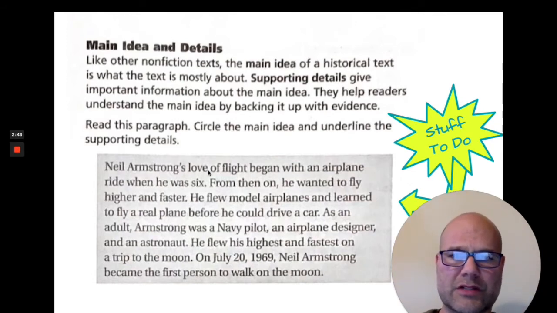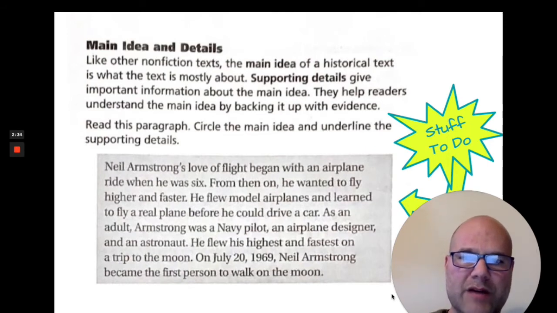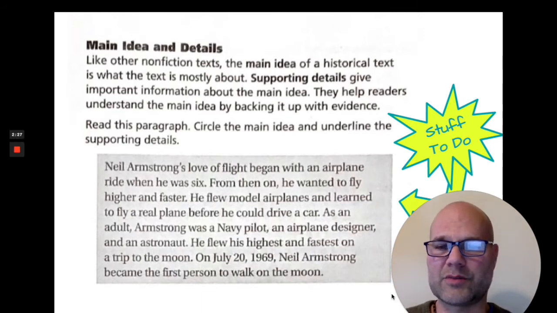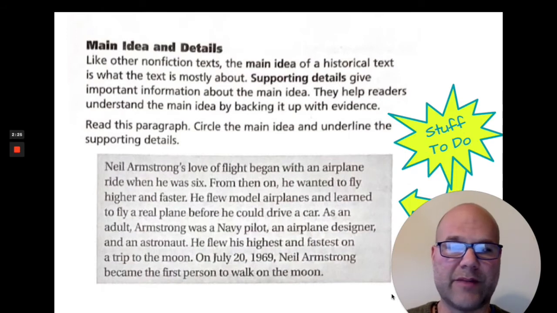Neil Armstrong's love of flight began with an airplane ride when he was 6. From then on, he wanted to fly higher and faster. He flew model airplanes and learned to fly a real plane before he could even drive a car. As an adult, Armstrong was a Navy pilot, an airplane designer, and an astronaut. He flew his highest and fastest on a trip to the moon. On July 20th, 1969, Neil Armstrong became the first person to walk on the moon.